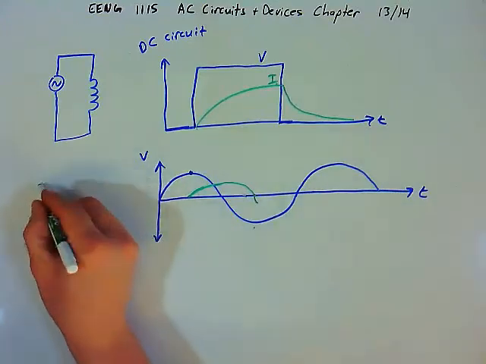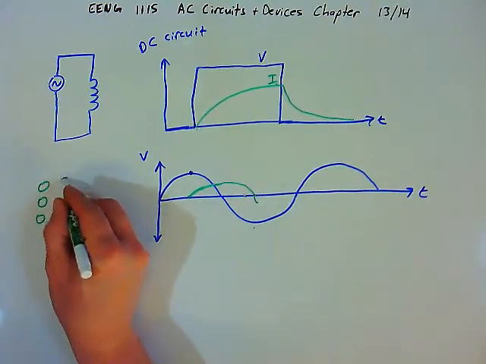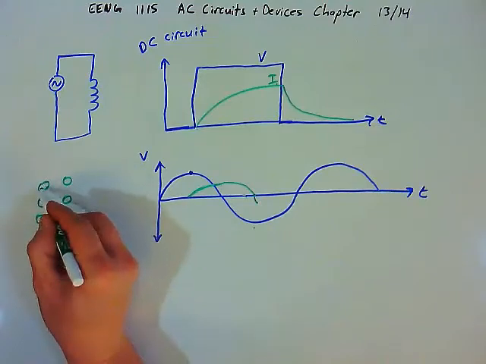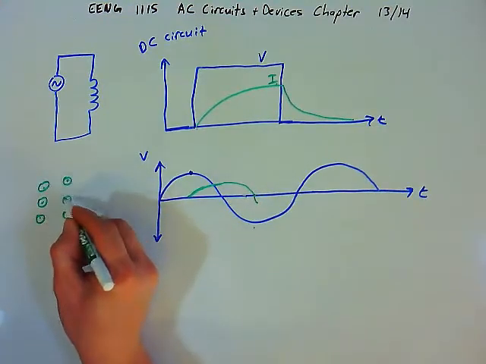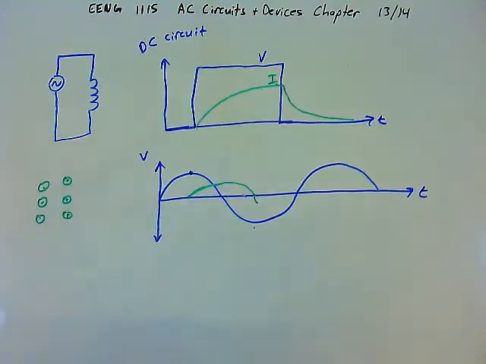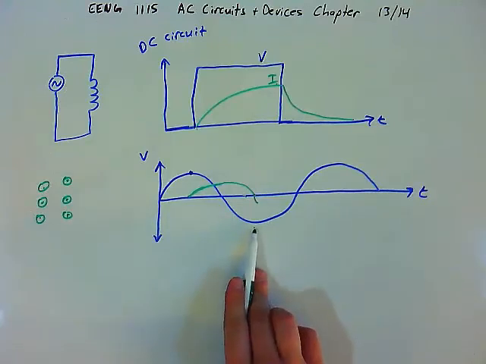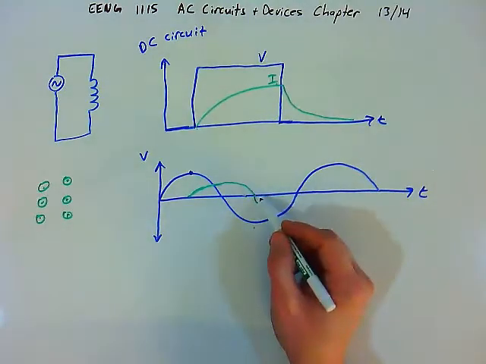So remember, we looked at cross-sectional diagrams of the inductor, and we said that on one side current maybe was coming out, and on the other side it was maybe going into the page. And so now we've switched polarities. The voltage is in the opposite direction, and the current is starting to flow the opposite direction through the inductor.